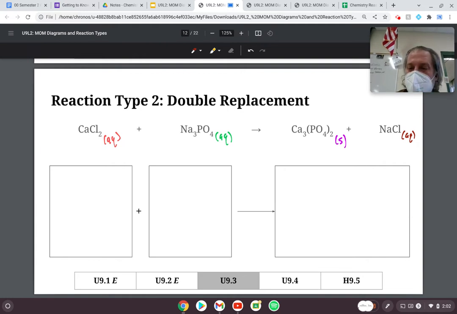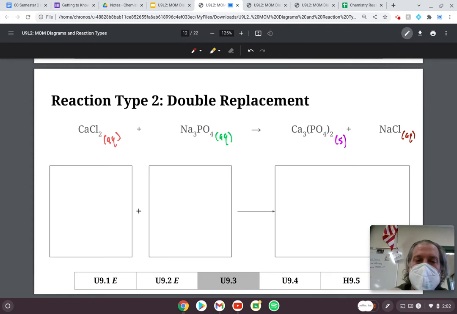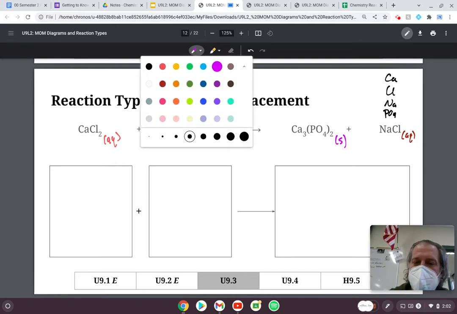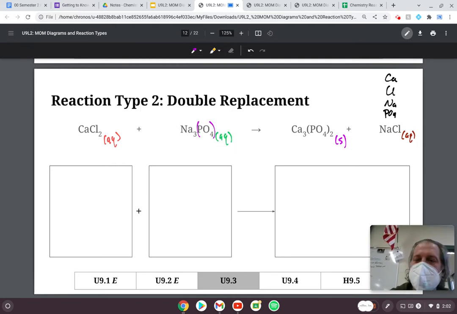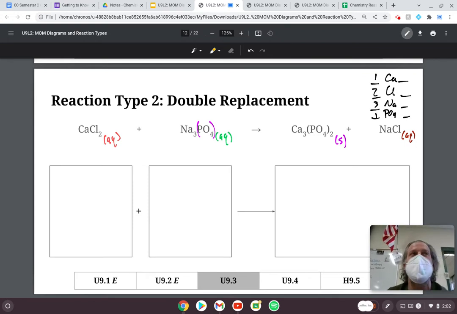So to kind of talk about this a little bit, we are going to balance this first. And I'm just going to set up my balancing tree is what I think I'm starting to call it. And I'm going to keep PO4 together because it appears as phosphate on both sides. And so then I'm going to count my atoms. So I have 1 calcium, 2 chlorines, 3 sodiums, 1 phosphate. On the reactant side and on the product side, I have 3 calciums, 2 phosphates, 1 sodium, and 1 chlorine.